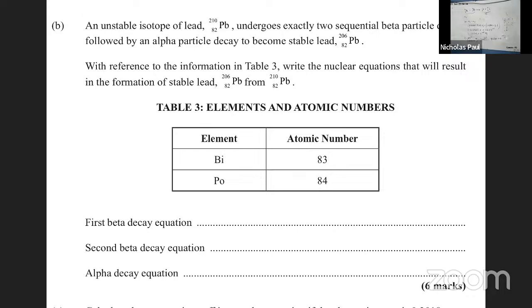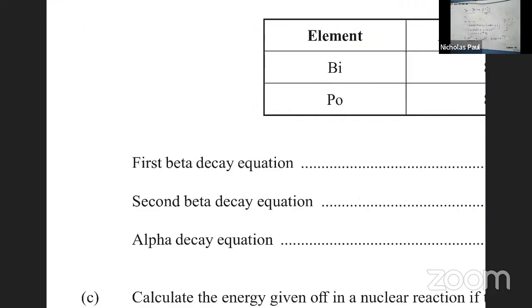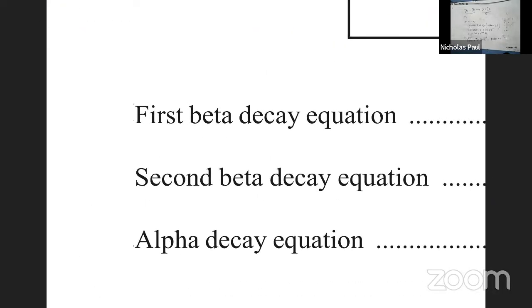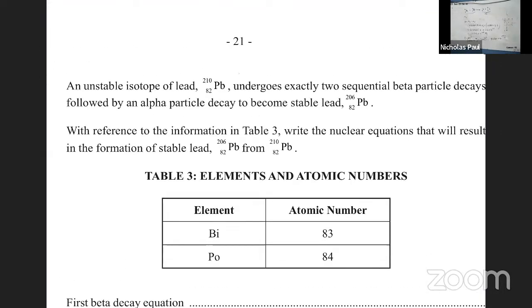All right, which part? So the first is a beta decay, beta then alpha, right? That good there?